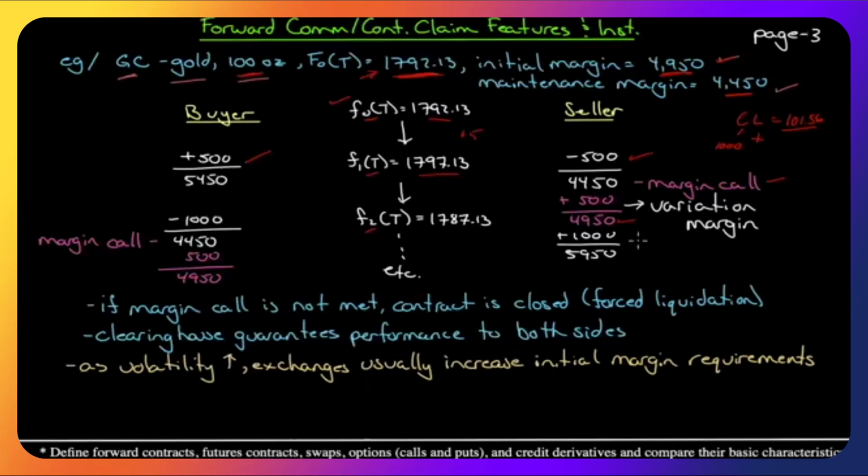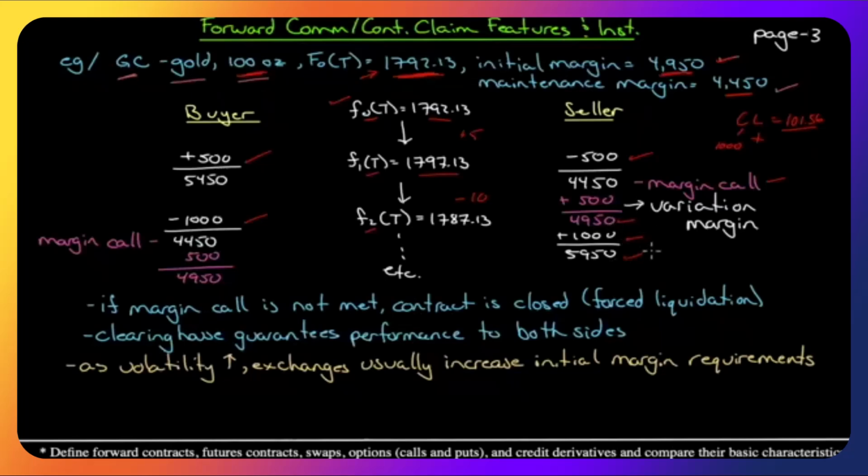We're back at $49.50. We're ready to go again. Over the next day, we're down $10. That's $17.97 down to $17.87. Again, it's for 100 ounces, so there's $1,000.